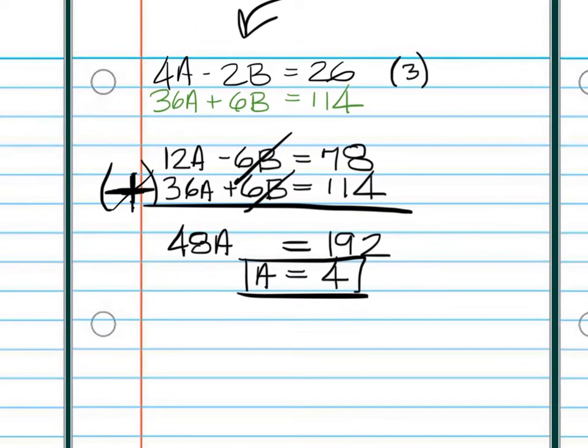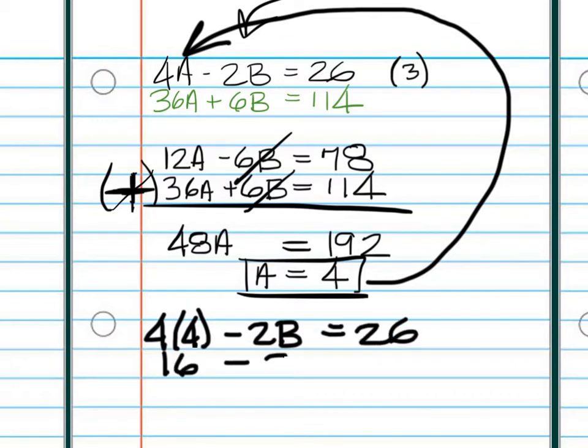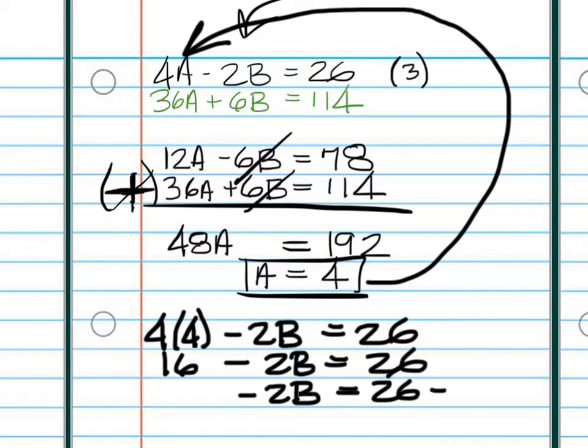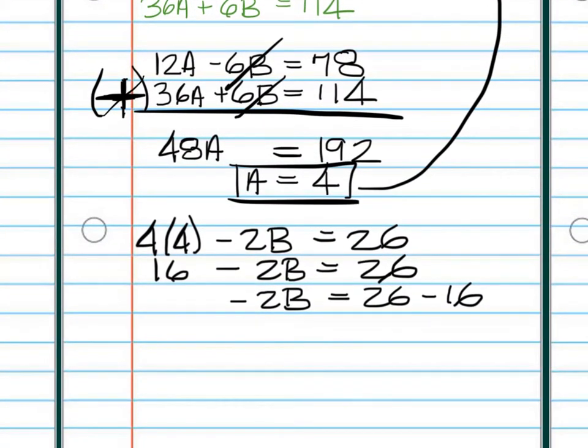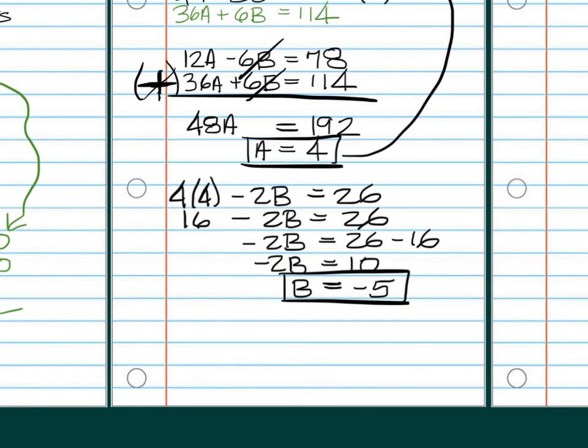Plug that back in to one of your original equations. I'm going to use the top one. 4 times 4 minus 2b equals 26. 16 minus 2b equals 26. Move the 16 to the right, subtract, and you end up with a positive 10. So 10 divided by negative 2 is negative 5. Don't forget the answer is the function. So y equals 4x squared minus 5x plus 10.